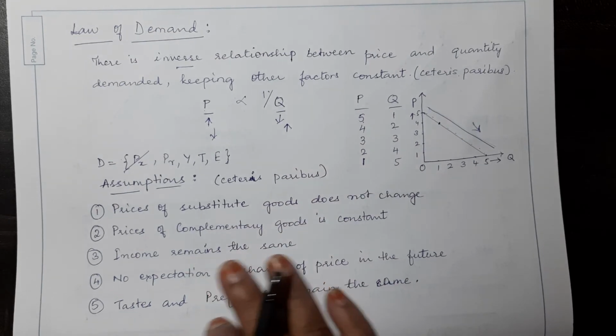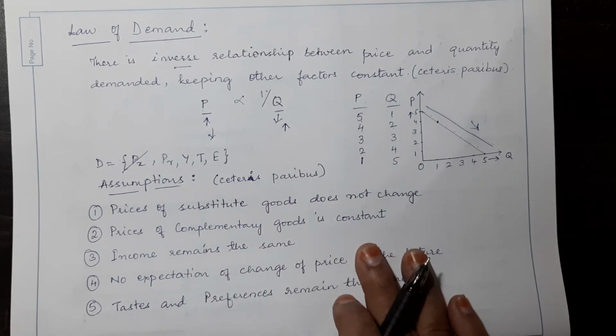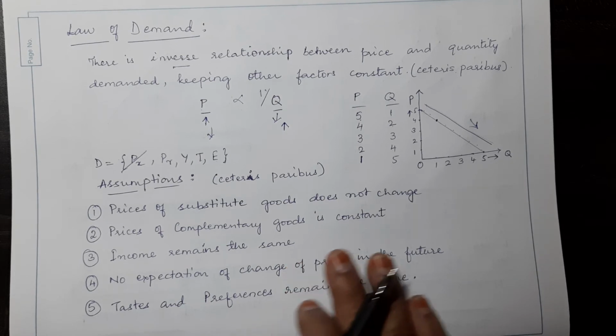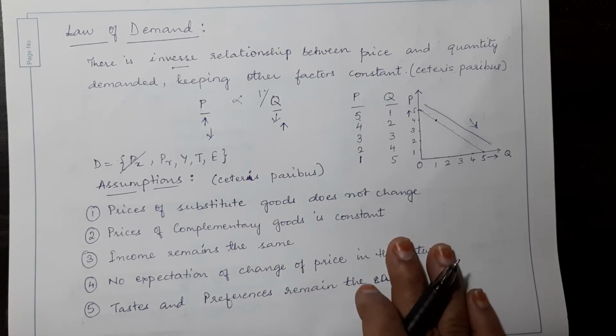Then prices of complementary goods are constant. Complementary goods are pen and ink, car and petrol. So what happens is when the price of petrol increases, the demand for cars falls. So the law of demand will not hold good if prices of complementary goods are not kept constant.